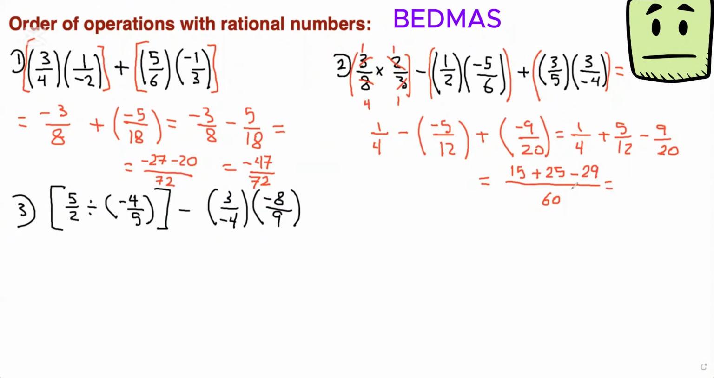Again, this is the way I do common denominator. Do it whichever way you're comfortable with. So that is 15 plus 25 is 40. 40 minus 29 is 11. So the answer is 11 over 60.